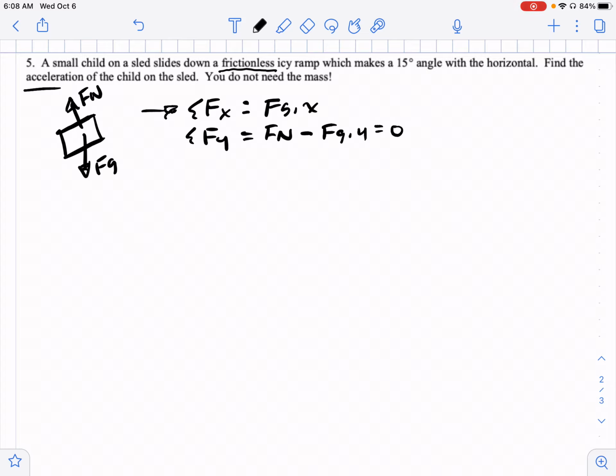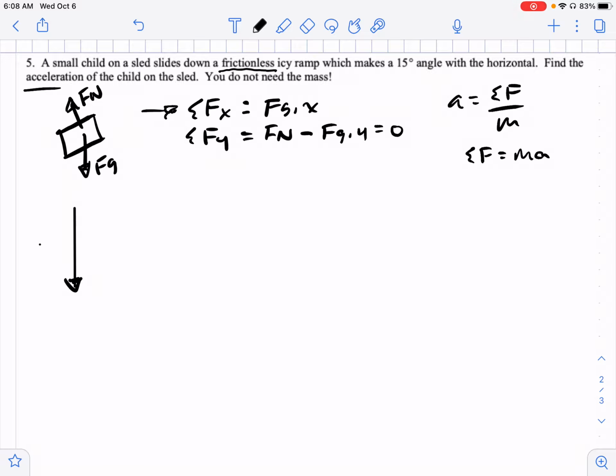And remember, we can do some substitutions. Newton's second law, like we did on that last problem, says the acceleration is net force divided by mass. So I can rearrange that. My net force is equal to mass times acceleration. So I can substitute in for the net force this mass times acceleration. And then for your FGX, let's look at that.